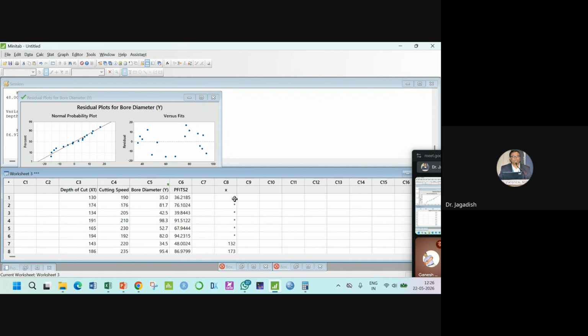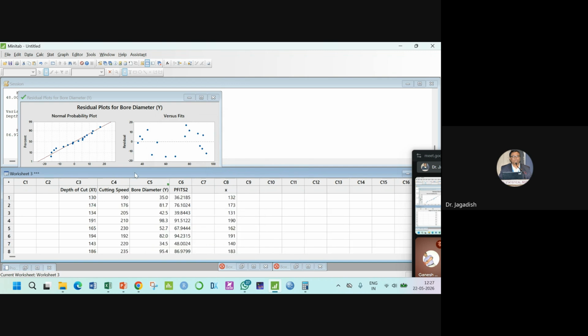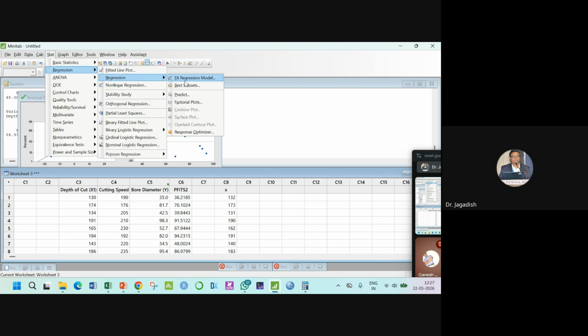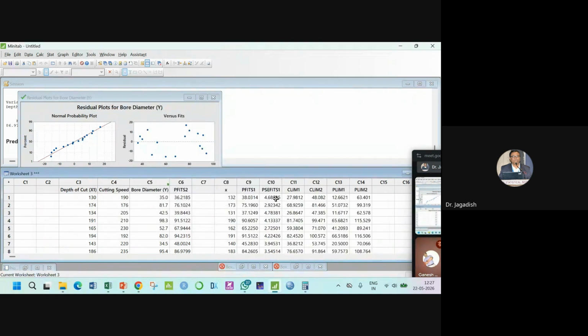So I need to paste from here actually. These values are deleted, so these are my x's. Now I'll see the prediction of this. From the column I'll take this x value, depth of cut, and say result. Okay, now you see, I think I already showed all the things. The fitted value at 132 is 38 point something, at 173 it is 75 point something, at 131 it is 37, like that, and at 190 it is 90.